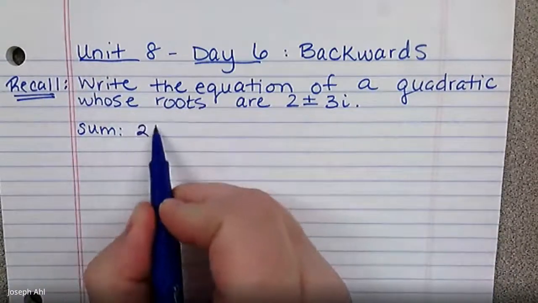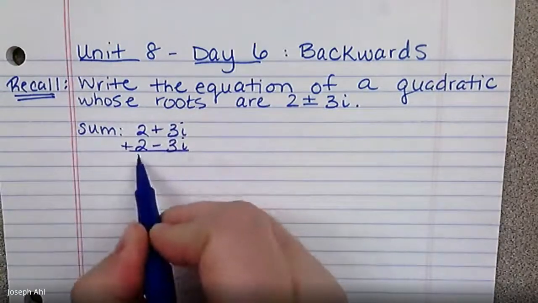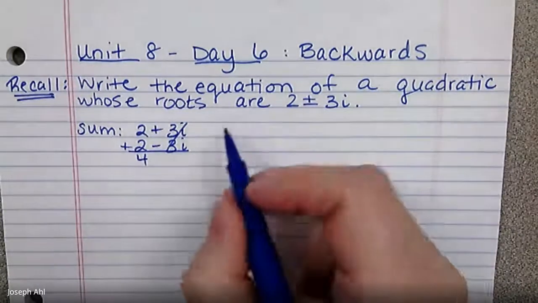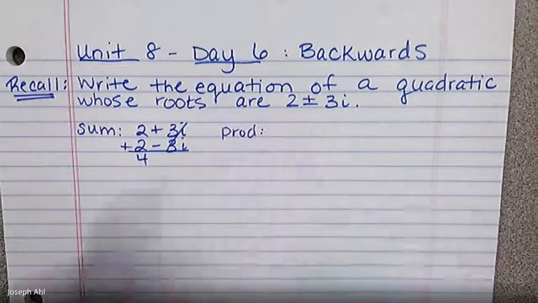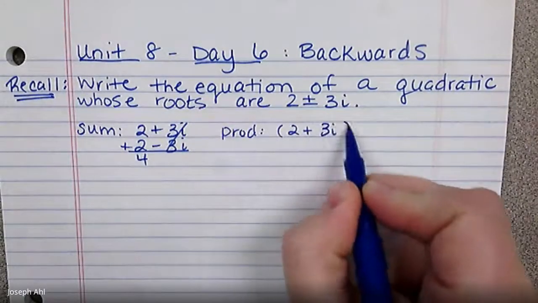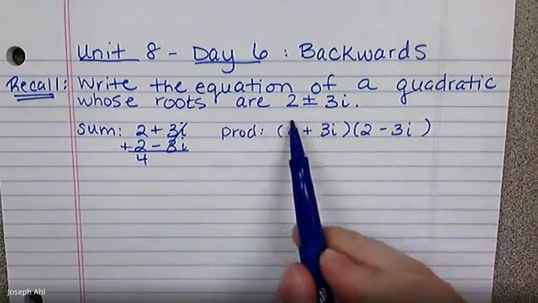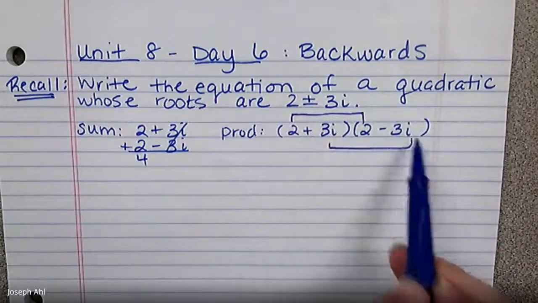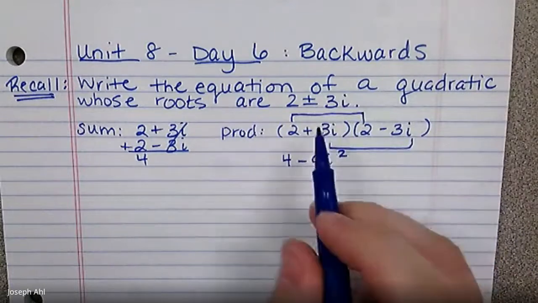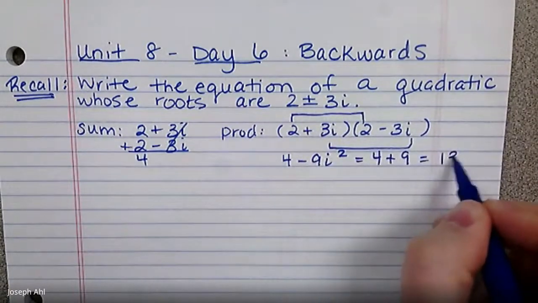So if the roots are 2 plus 3i and 2 minus 3i, adding them together gives me the sum of the roots. Those i parts will cancel out. And then the product would be another coefficient that's in the quadratic equation, 2 plus 3i times 2 minus 3i. And we know that when we get that conjugate pair, we can just do the first times the last. So that's going to be 4 minus 9i squared. Since i squared is -1, that becomes 4 plus 9, which is 13.